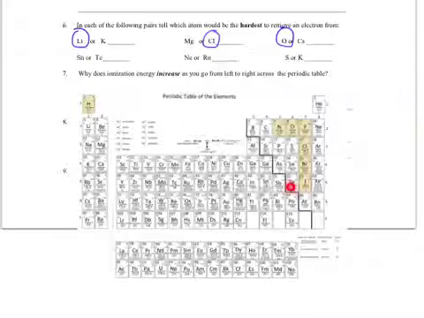Seriously? Oh, there it is. It's right here. Okay. Between tin and tellurium, tellurium has more protons, so it's going to be harder to take electrons from. That was so embarrassing.